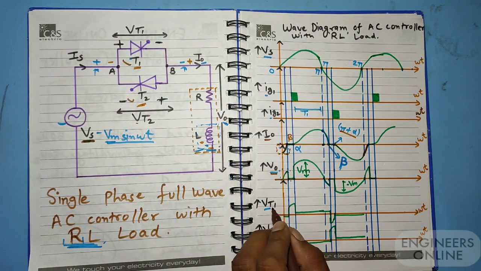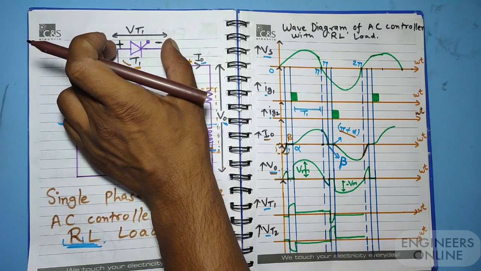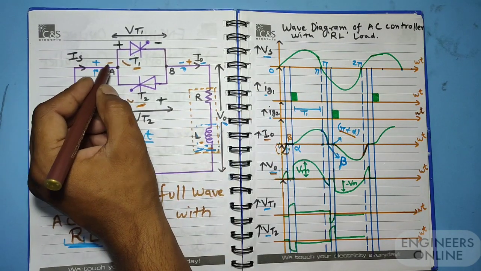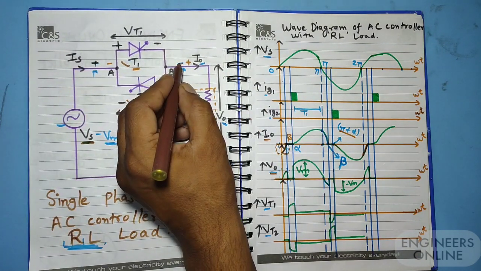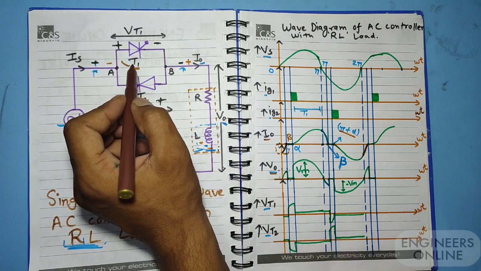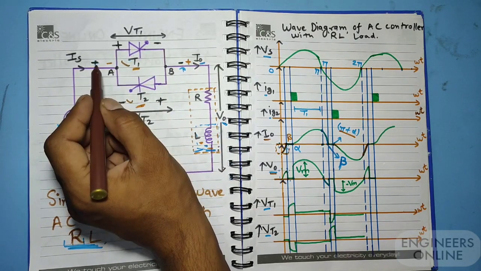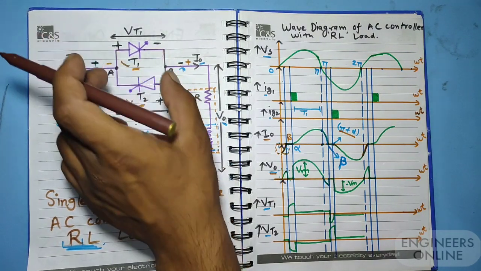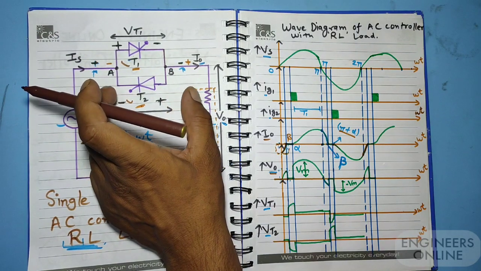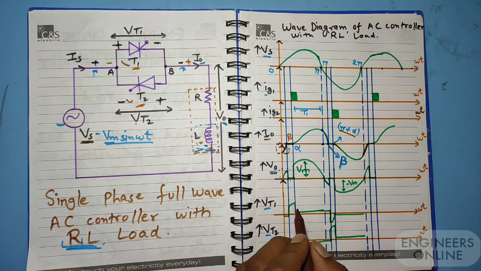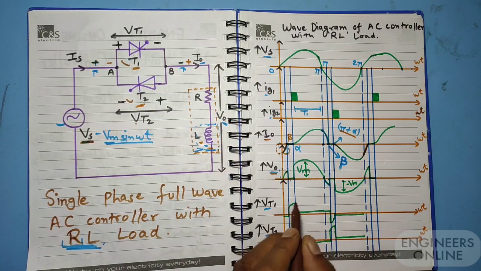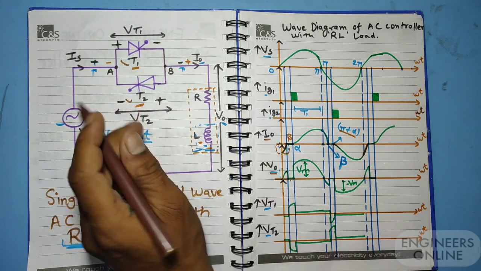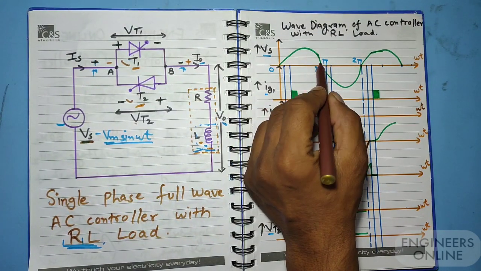So let's talk about Vt1, which is the potential difference across thyristor T1. As you can see, for the positive half cycle this will be positive and this will be negative. So among both thyristors, T1 is in forward bias right now. The potential difference across T1 will be positive in nature and the potential difference across T2 will be negative, because T2 is reverse biased for now, for only the positive half cycle.